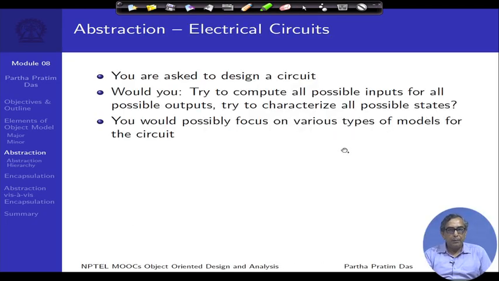To come to concrete examples, let us start with an electrical circuit. Suppose you are asked to design a circuit. It could be a staircase lighting circuit, a traffic signaling circuit, or more complex digital system circuits and so on. Now, the question is, what should be your approach? An electrical circuit naturally has inputs and outputs, and they depend on time. Would you like to really go over all possible inputs and their corresponding outputs, and would you like to characterize all possible states that the system can be in?